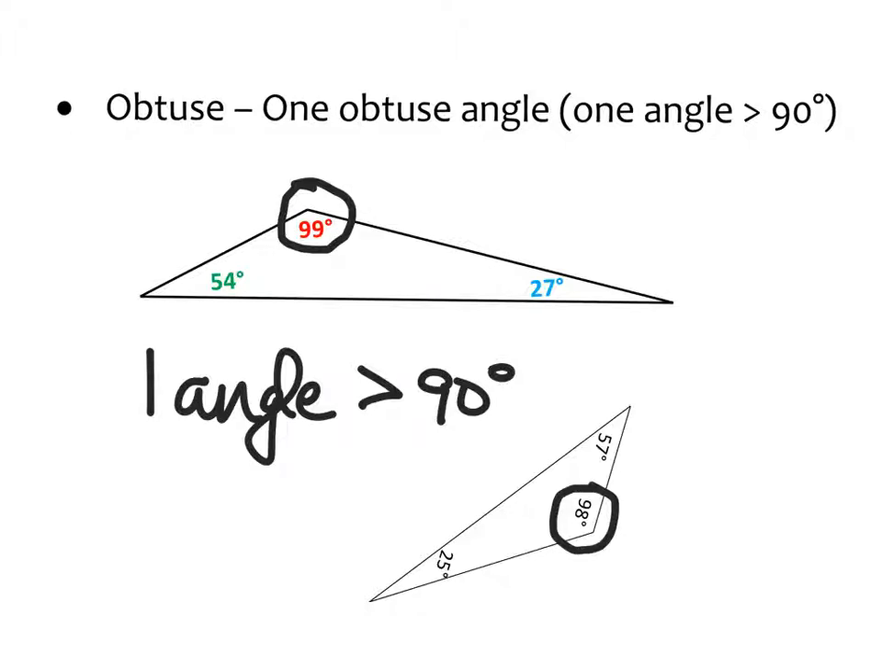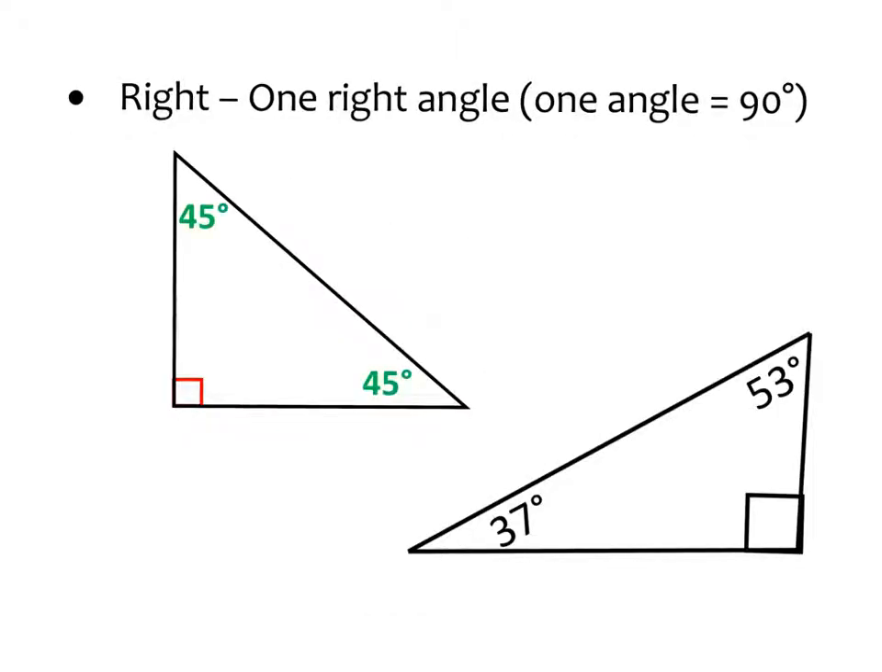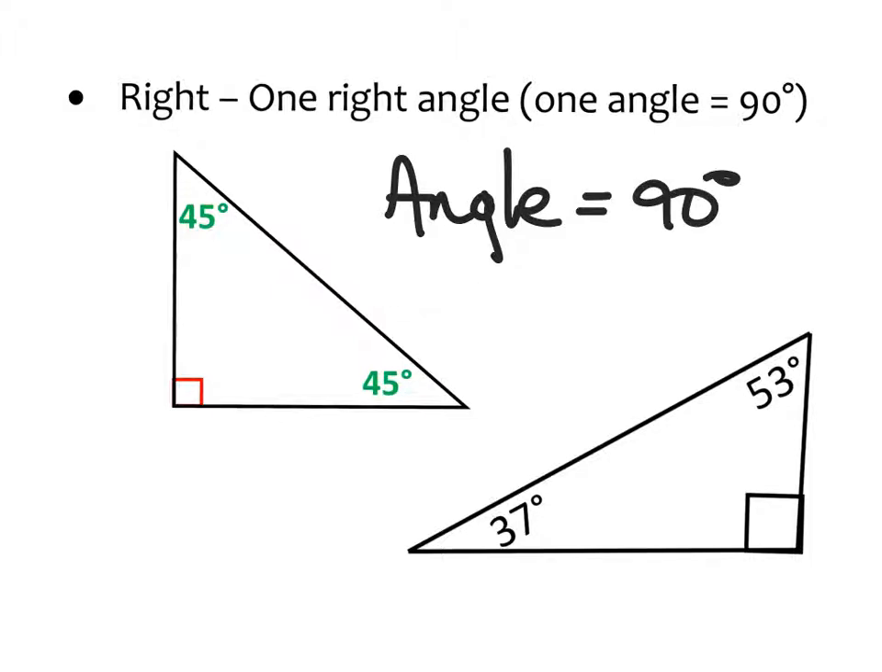have an obtuse triangle. The third name that I can give a triangle based upon its angle measures is a right triangle. If I have an angle in a triangle that is exactly 90 degrees, then I have a right triangle. If I have a 90-degree angle, I have a right triangle.